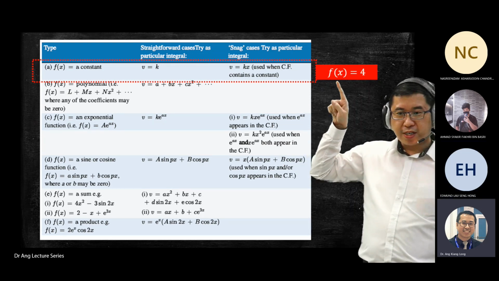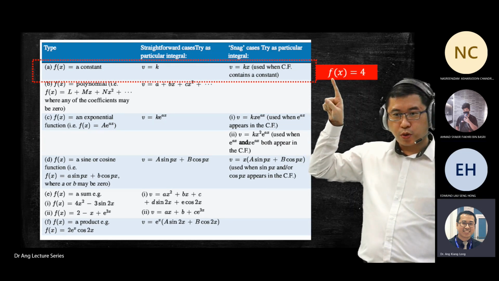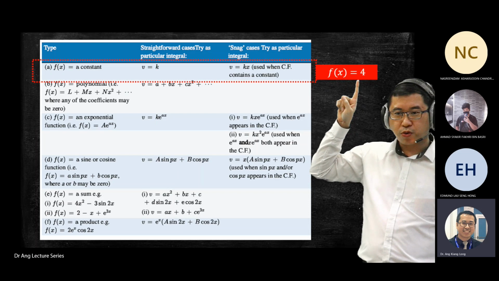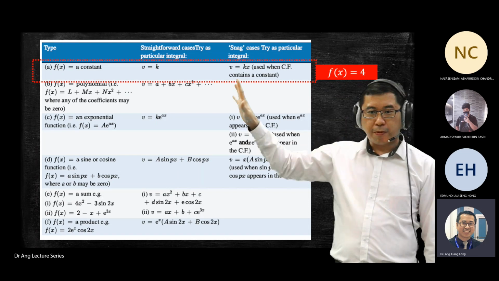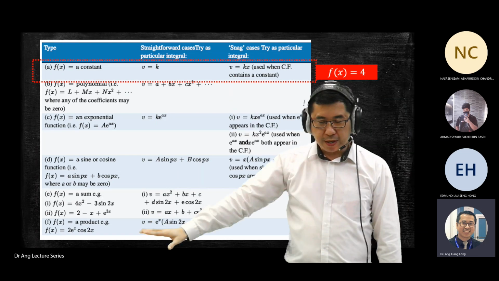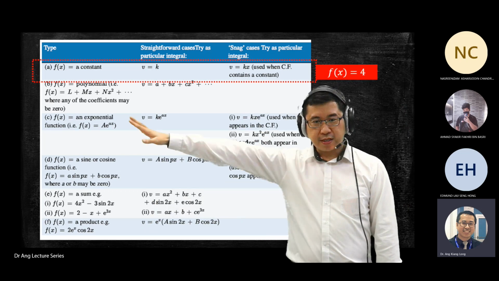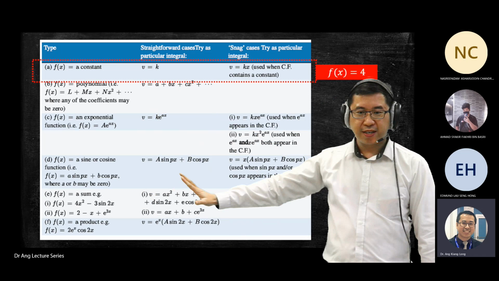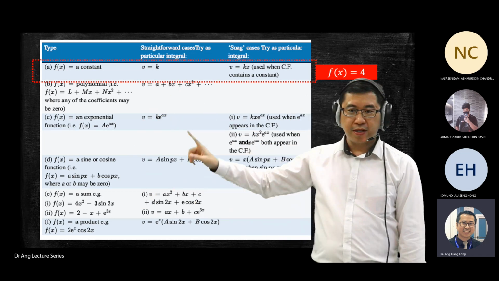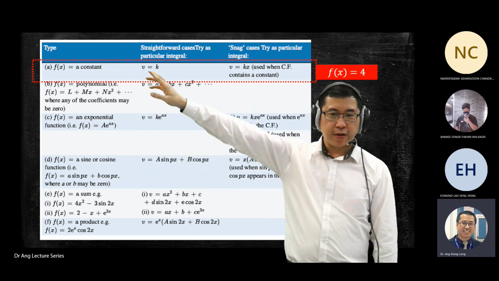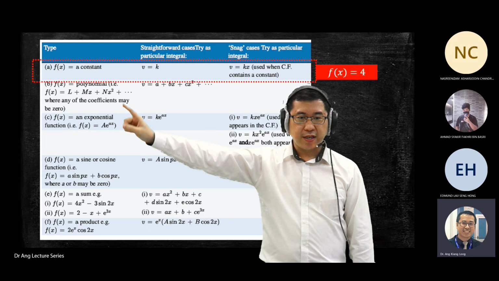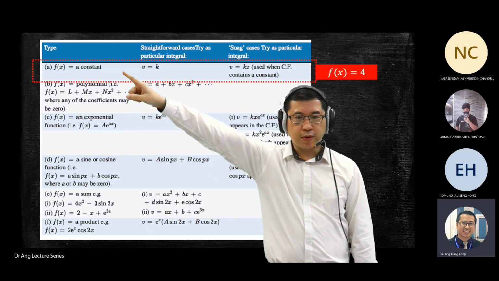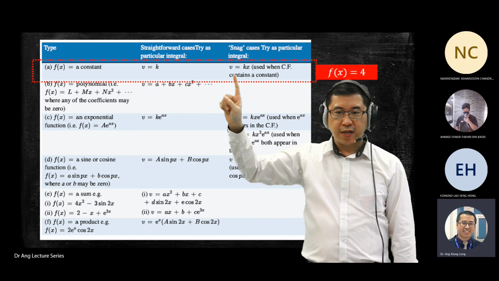From the question itself, you know your f(x) equals a constant. f(x) equals 4. You compare to this table. This table will tell you which one to choose. This is your shopping list. Your f(x) equals 4, you check one by one. This is the constant. Go to the first one. Copy this one.